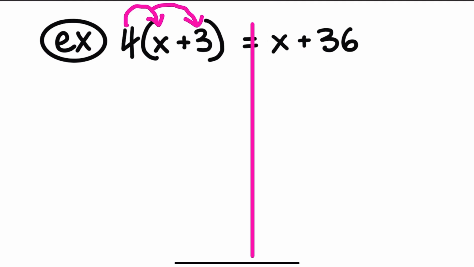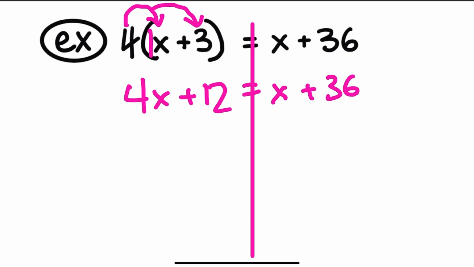Remember, if you don't see a number next to your variable, that's just going to be a 1. So when I multiply these, I'm going to do 4 times 1x, which is going to be 4x. And then I'm going to do 4 times positive 3, which is going to be 12. And then I'm going to copy down the other side because I have not touched it yet. I am just distributing what's on the outside of those parentheses to everything inside.